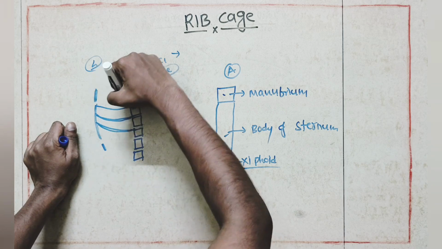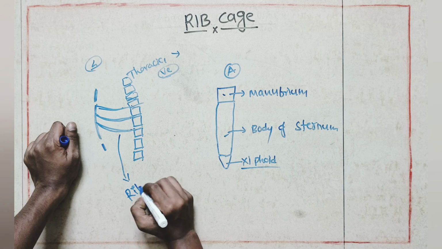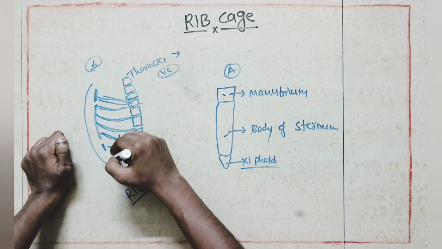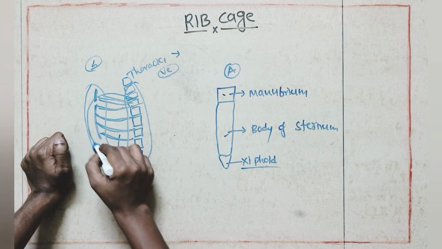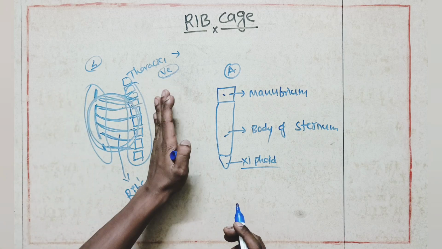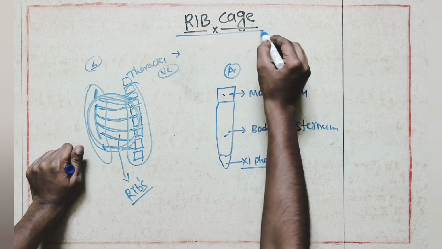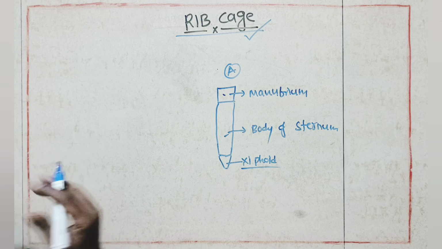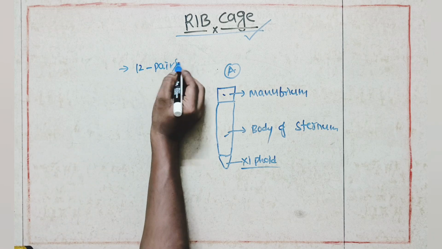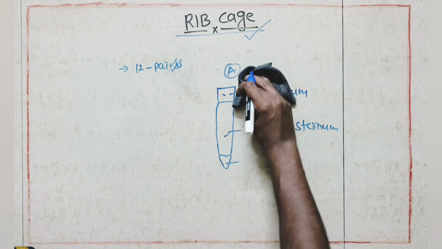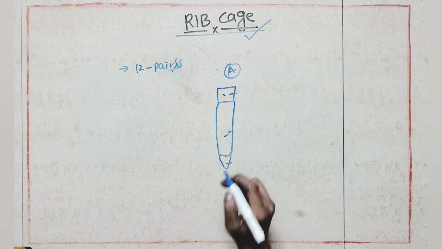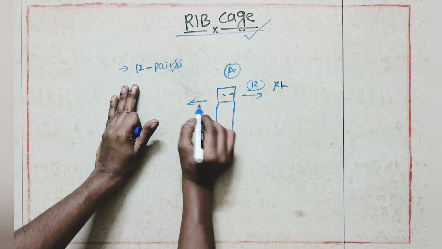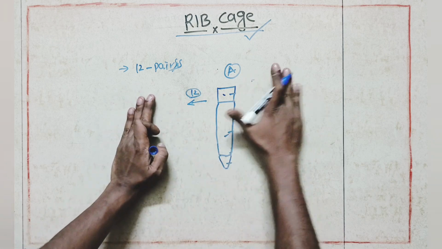Those connections are made by the bones called ribs. So here we will have ribs. So this is the rib cage. The rib cage is nothing but the sternum and thoracic spine, and between these two we have ribs. The combination of sternum, thoracic spine, and ribs in the thoracic region is the rib cage. In the human body we have 12 pairs of ribs. 12 ribs are present on the right side, 12 ribs on the left side. So in total there are 12 pairs of ribs on the rib cage.